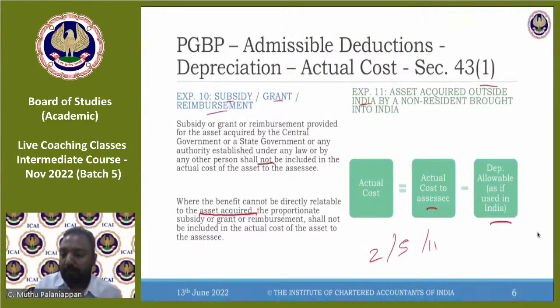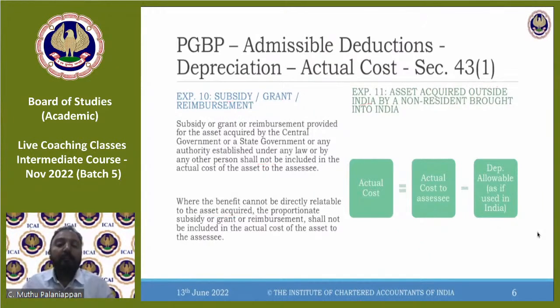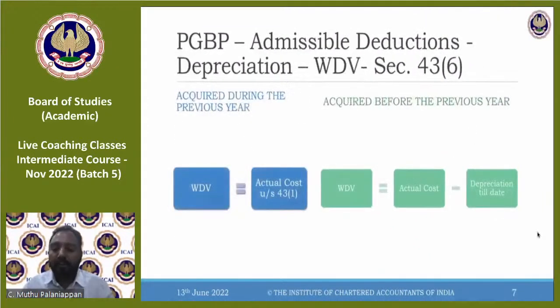Clear? Okay. So we'll move on. So what is the next term? We said 43 clause 1 defines actual cost. Now we are going to understand the next term, WDV. That is clause 6. Clause 6 discusses WDV. So when you're actually calculating WDV, what is WDV? The written down value. So how do you calculate the written down value?